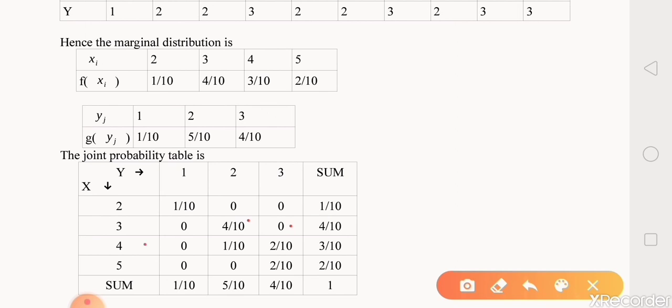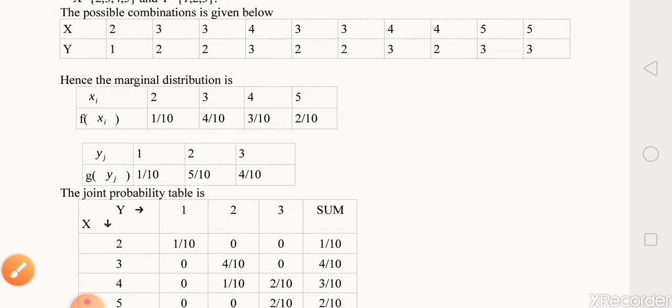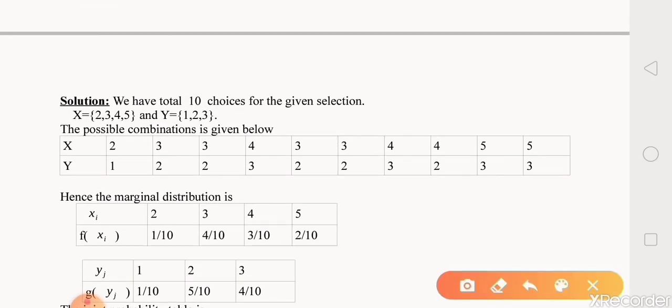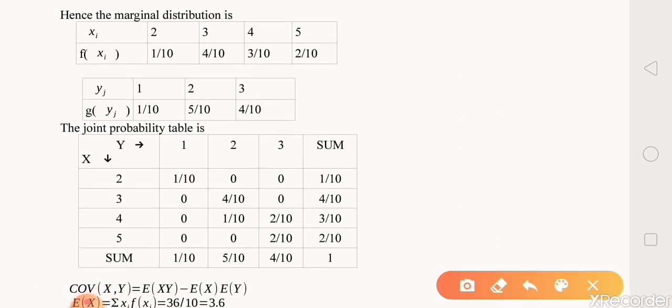Take x as 4. Consider all possible values for y. So x equal to 4, here we have the cases. X equal to 4, y equal to 1, no case, so probability is 0. X equal to 4, y equal to 2, one case out of 10 cases, so 1 by 10. And x equal to 4, y equal to 3, 2 cases, so 2 by 10. So probability will be 0, 1 by 10 and 2 by 10.